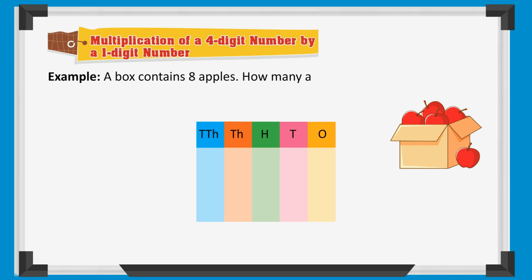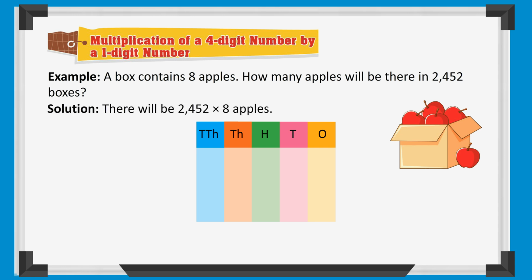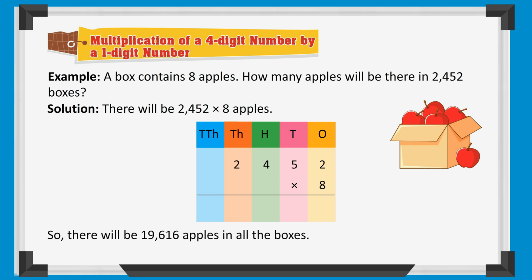Example: a box contains 8 apples. How many apples will be there in 2,452 boxes? Solution: there will be 2,452 times 8 apples. So there will be 19,616 apples in all the boxes.